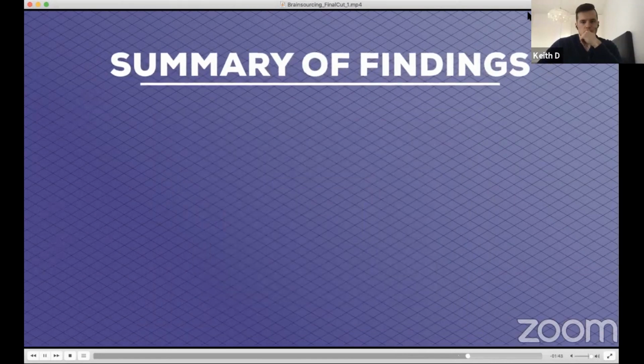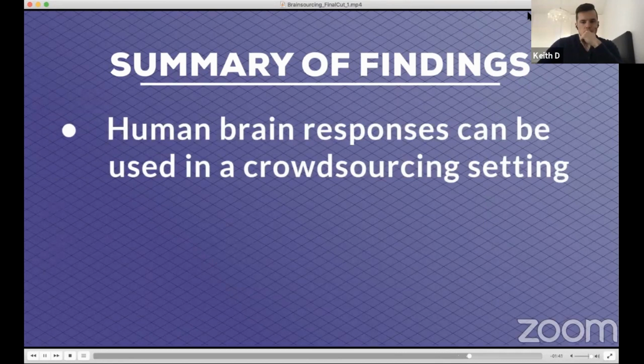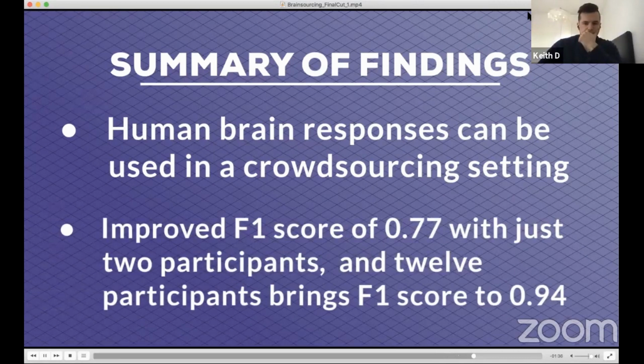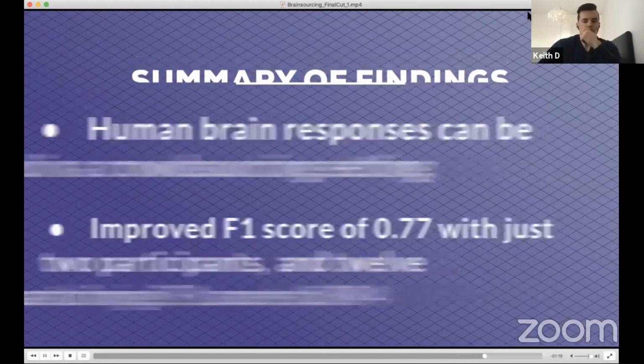In this research, we showed that human brain responses can be effectively utilized in a crowdsourcing setting. Combining predictions from just 2 participants already yields an F1 score of 0.77 across all tasks. Combining predictions from 12 participants achieves an F1 score of 0.94 across all tasks. This performance is high enough that it could be used in real-world situations.